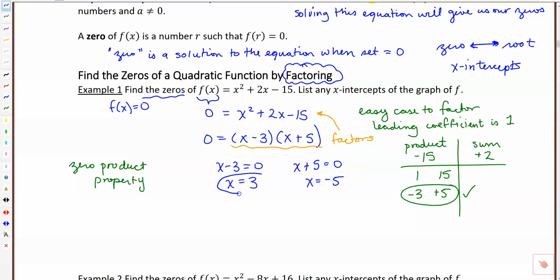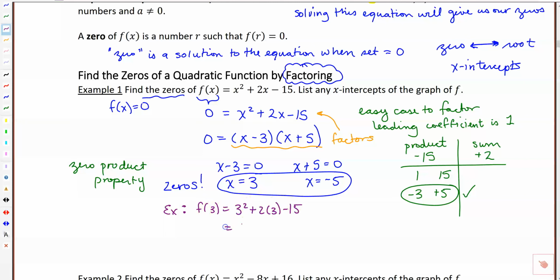These values right here, this x equals 3 and this x equals -5, these are my zeros. These are the values such that when I plug them into the original equation, it makes the function output a 0. So let's actually see that. So as an example to show you why we call x equal 3 a 0, in my function, if I put 3 in, I'll have 3 squared plus 2 times 3 minus 15. So 9 plus 6 minus 15. 15 minus 15. I get a 0 out.